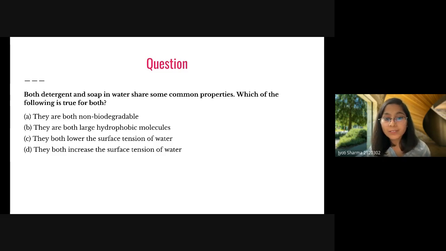Then both lower the surface tension of water. This is the right answer. They both will lower the surface tension. The role of detergent and soap is just to lower the surface tension of the water so that the dirt can be removed. Okay, so if we have the lower surface tension, that will help us to remove that dirt and to dissolve it into the water. So that's why C is the right answer. They both lower the surface tension of the water.